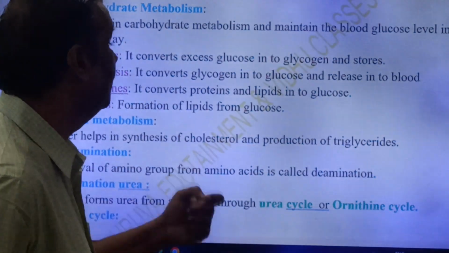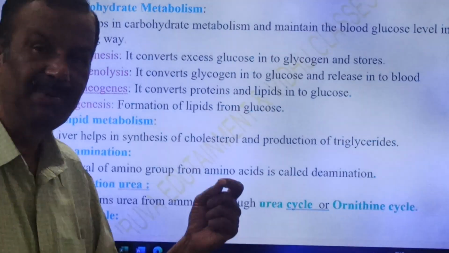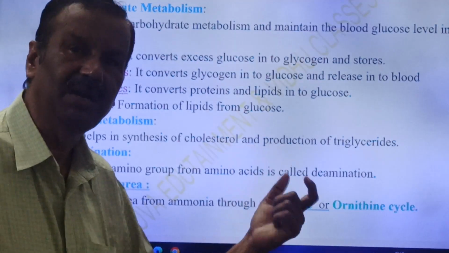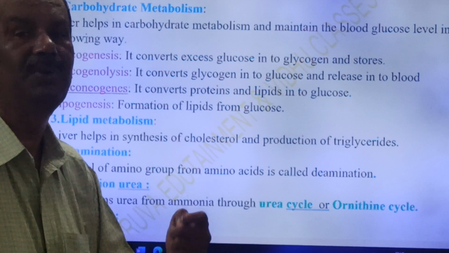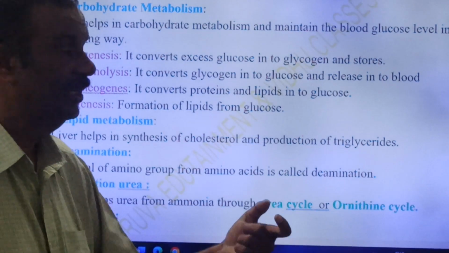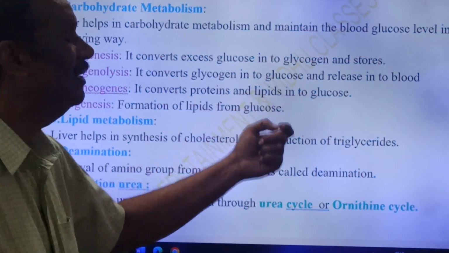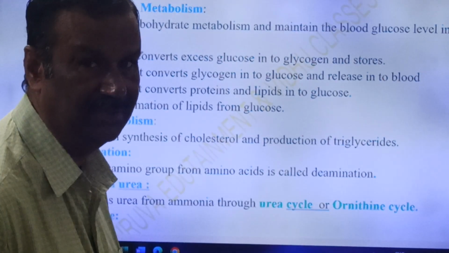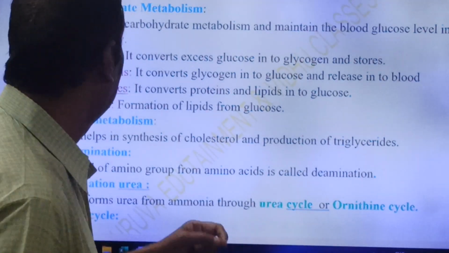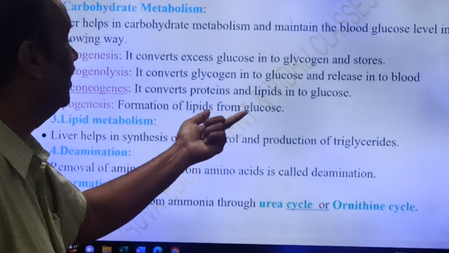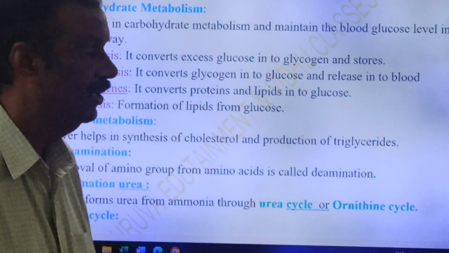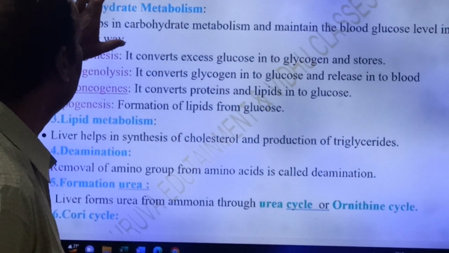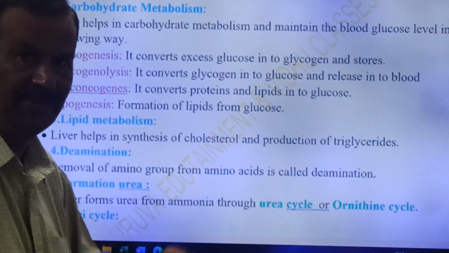Now gluconeogenesis: formation of glucose from non-carbohydrates like lipids and proteins. So it converts proteins and lipids into glucose. That is called gluconeogenesis. Now what is another function friends? Lipogenesis: formation of lipids from glucose. So these four come under the carbohydrate metabolism.